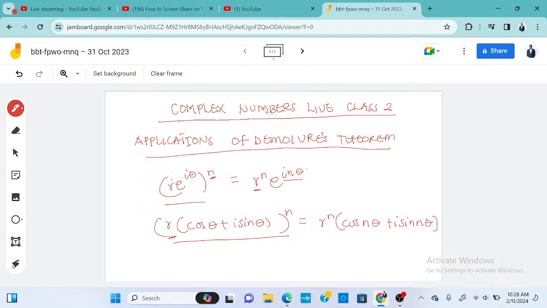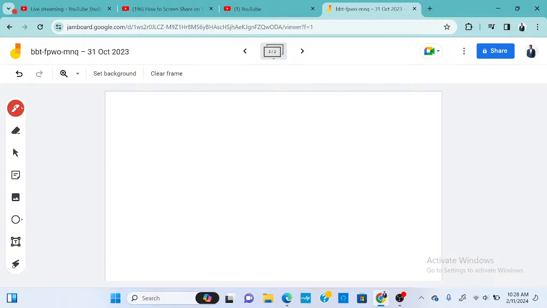So how is this theorem applied, or what's the usefulness of this theorem? Basically, we use this theorem first of all to find the nth root of unity. So the first application we are going to talk about in this class is the nth root of unity.